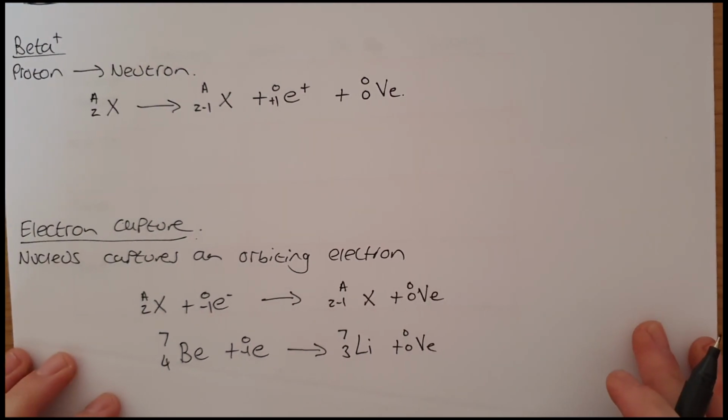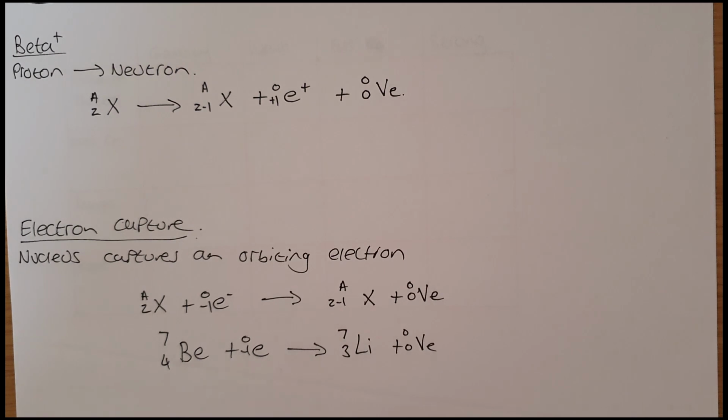So make sure you know those two decays. They're common. People struggle with electron capture because they forget about the numbers. That's in my experience anyway.